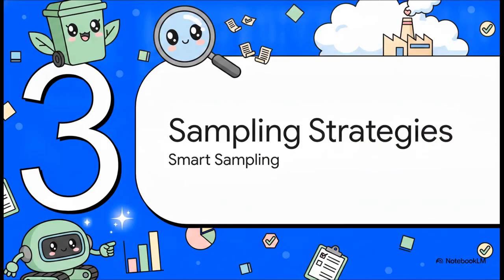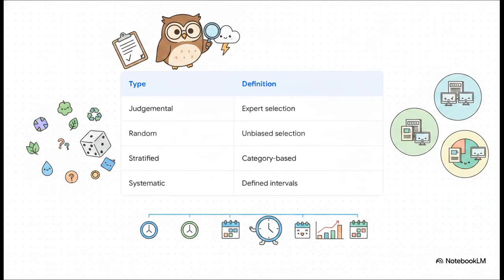But here is the detective's dilemma. You can't possibly audit every single record in a massive, global manufacturing facility. There simply isn't enough time. So we enter Section 3, Smart Sampling Strategies. An auditor must sample smartly to ensure their findings actually represent the whole system. They have a few tools for this. They might use judgmental sampling, relying on their expert gut instinct to target specific risks, or random sampling to completely strip away human bias.